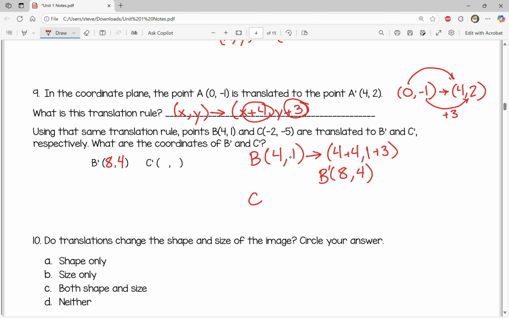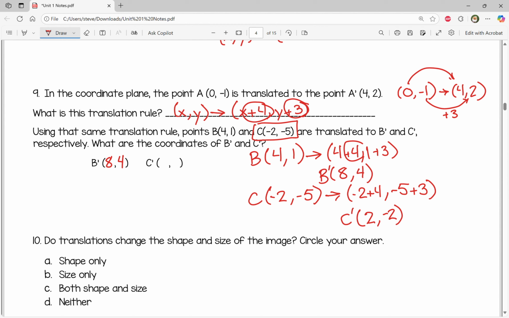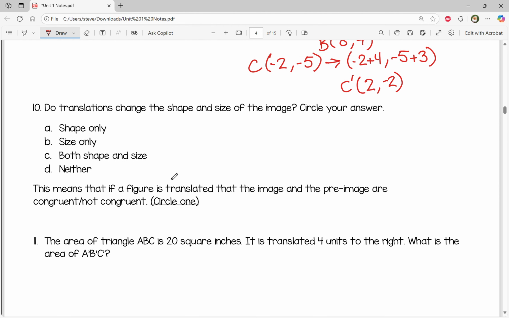We repeat the same thing for C. C starts at -2, -5. So -2, -5 is going to translate to -2 plus 4, just like it was for B, and then -5 plus 3. So after we calculate those using a calculator or our heads, that comes out to be +2 and -2. So C prime is that coordinate. So 2, -2.